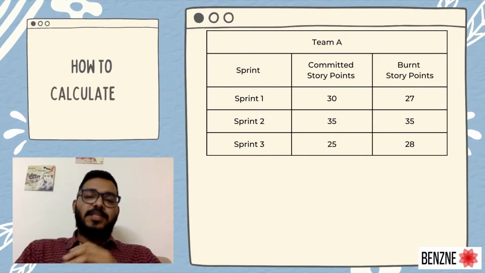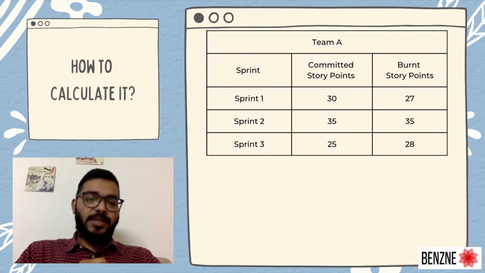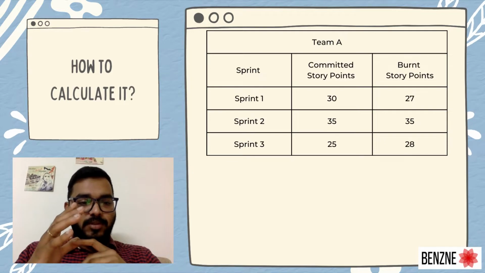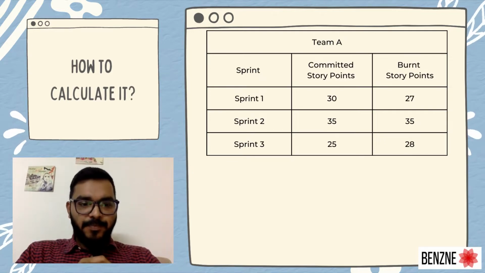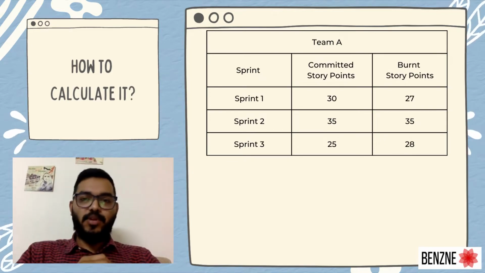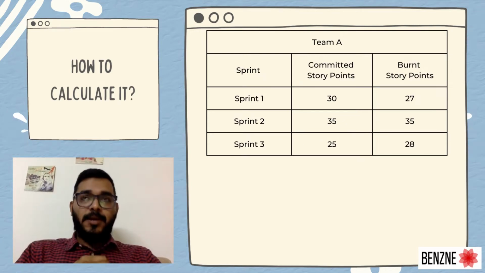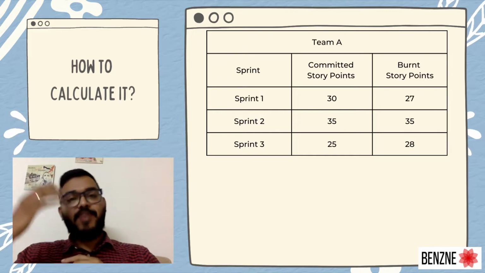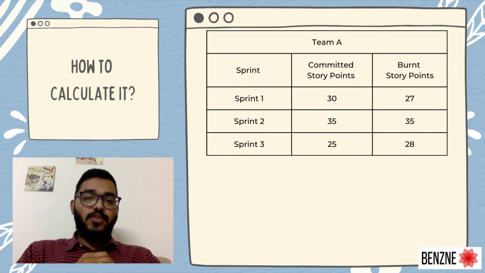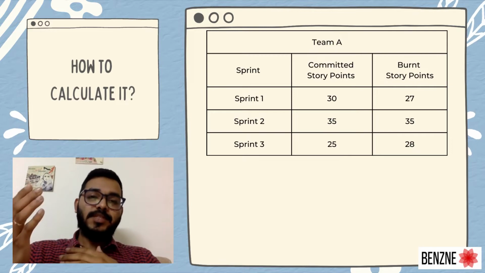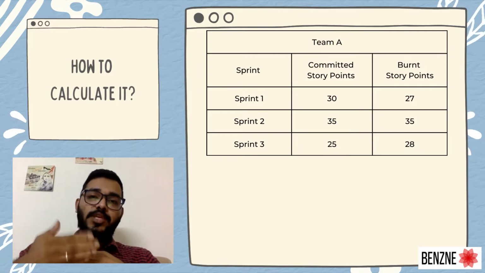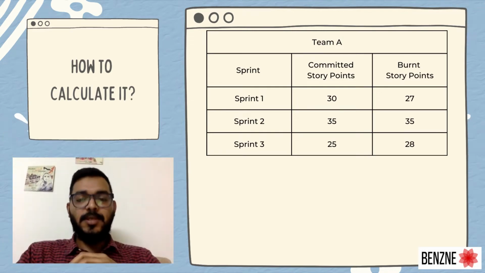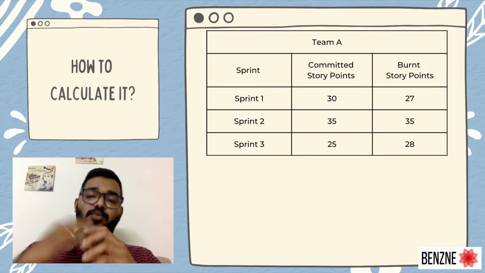How is velocity calculated? Now let's take an example, guys. Let's take a team which has committed for 30 story points in sprint 1, and they have burned 27 story points. In sprint 2, they have committed for 35 story points and they have burned 35 story points. Now, if you see, how do we calculate velocity? Velocity is nothing but the average of story points burnt by the team over last 3 to 6 iterations. That is the work which your team can complete.